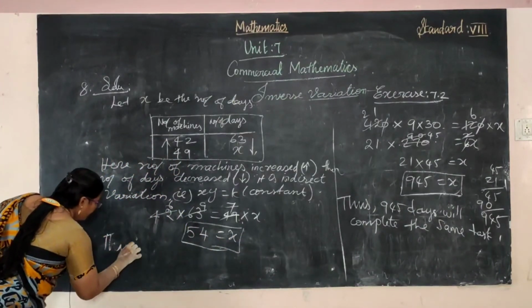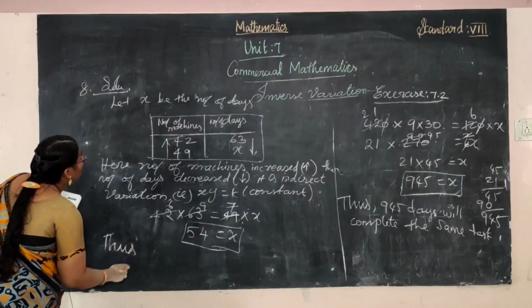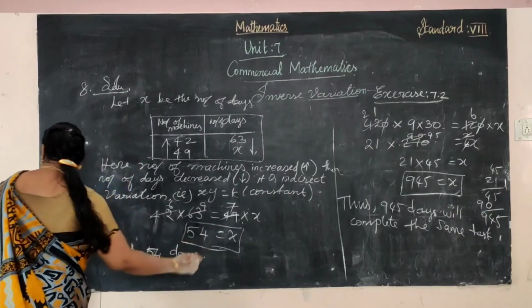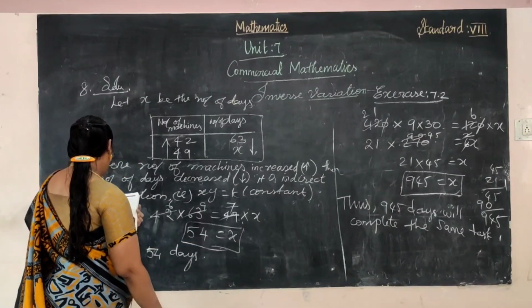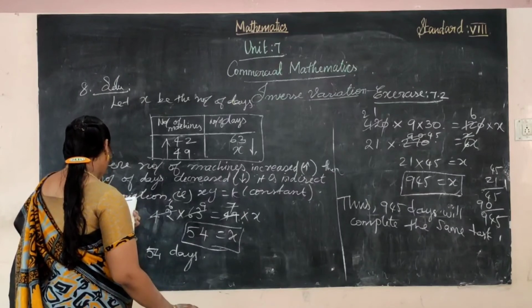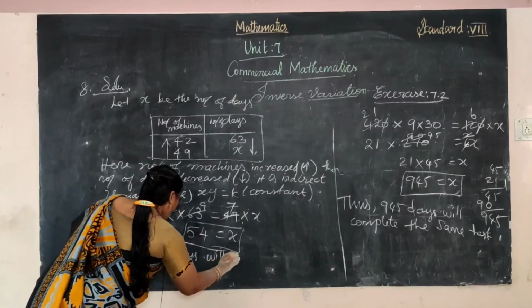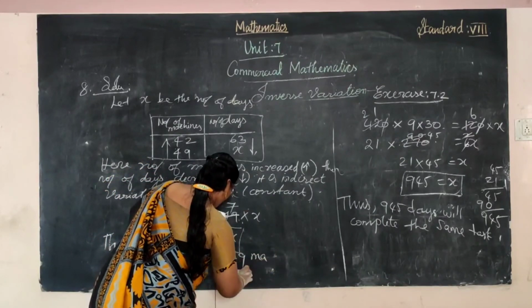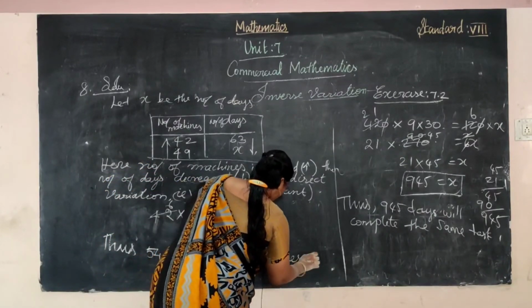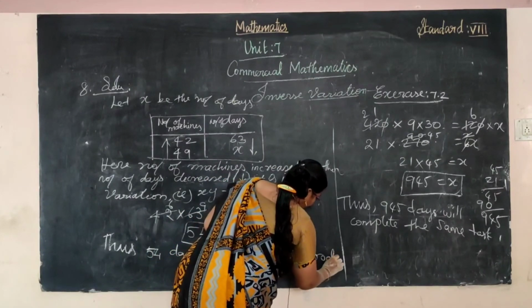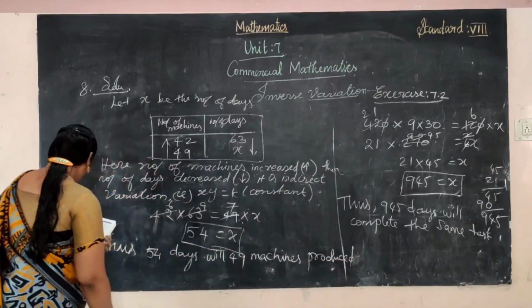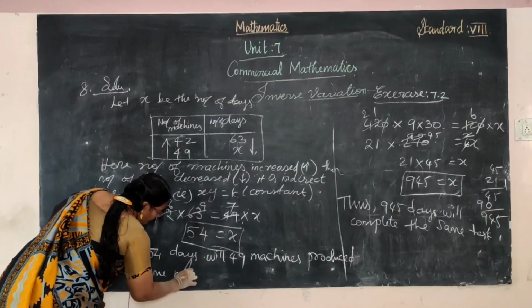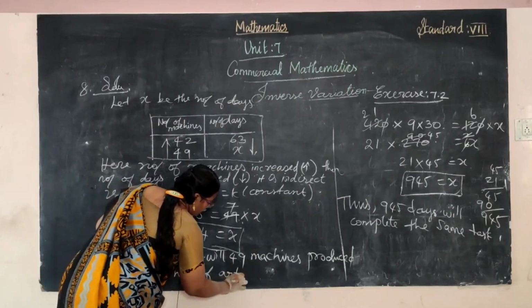Thus 54 days will 49 machines take to produce the same number of articles.